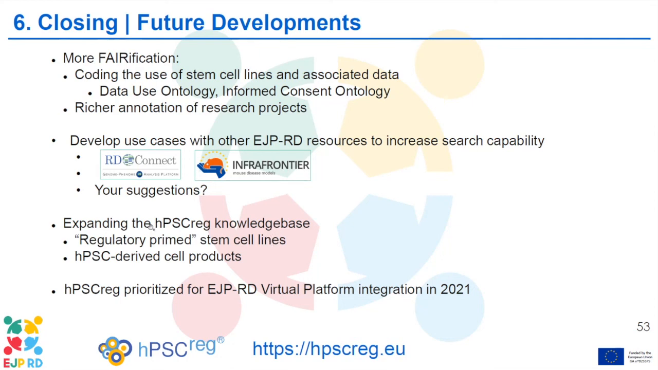We are going to be expanding the hPSCreg knowledge base to so-called regulatory primed stem cell lines. So these are pluripotent stem cell lines that are being prepared for clinical translation. And we also want to expand our database to include human pluripotent stem cell derived cell products. And as a last thing, we are prioritized for integration into the EJP RD virtual platform this year.